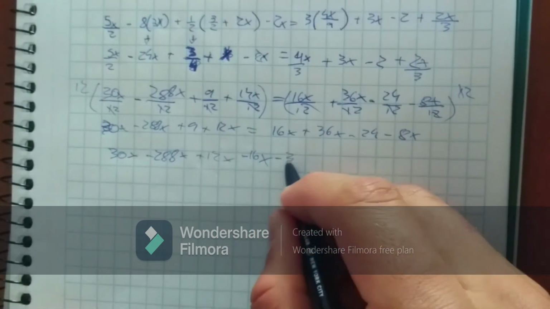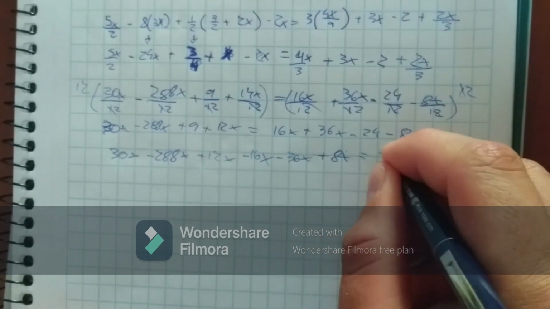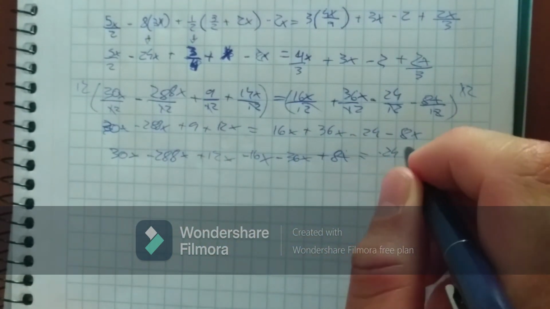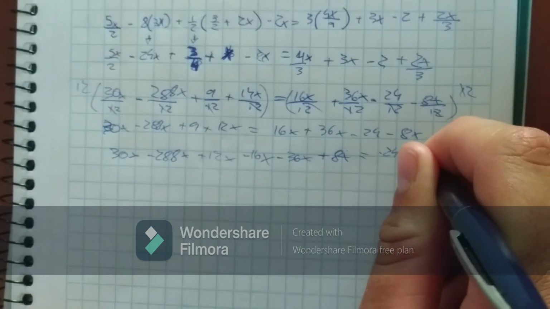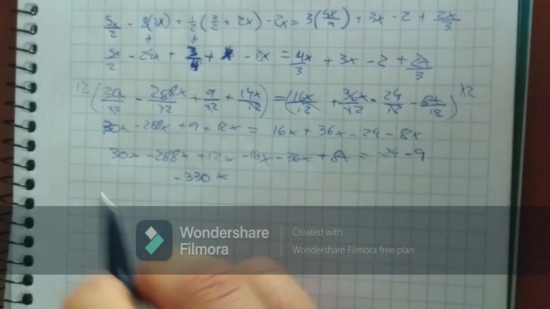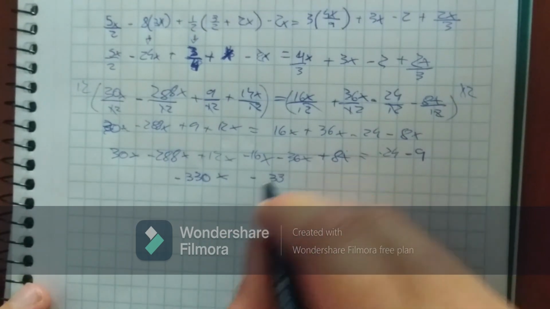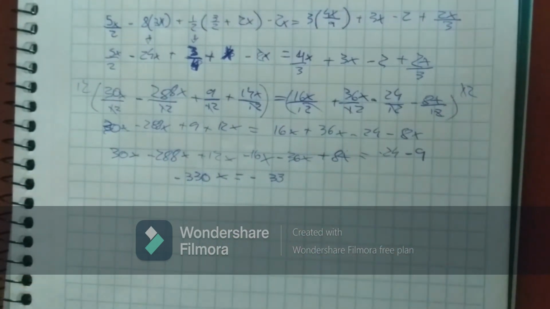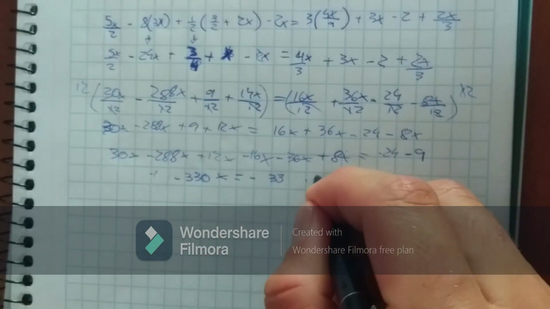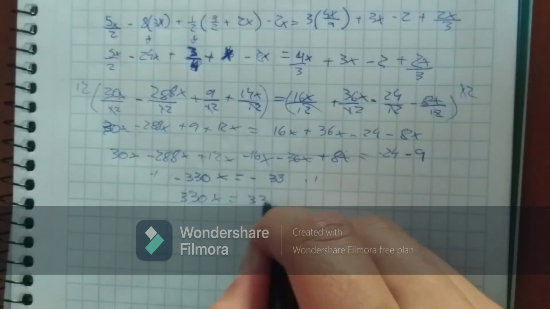So same thing, negative 36x plus 8x equals negative 24, and then this 9 I can pass as negative 9. That will get me negative 330x. And on this side I will get negative 33. So negative 330x equals negative 33. So I multiply both sides by negative 1 to get rid of the negative. So 330x equals 33.